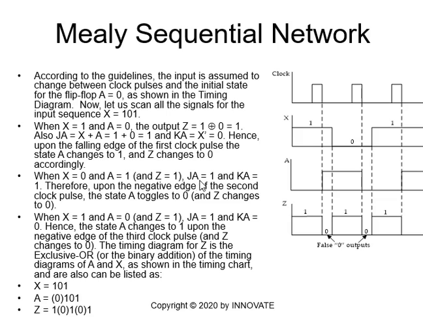JA is 1 and KA, which is the complement of X, is also 1. Therefore, upon the negative edge, the second state A toggles to 0. So initially A was 1, and A will toggle to 0. And Z will change to 0 because 0 exclusive OR 0 is 0.